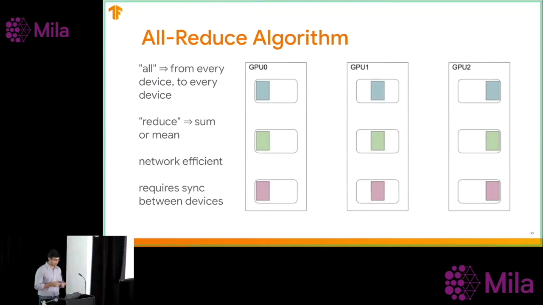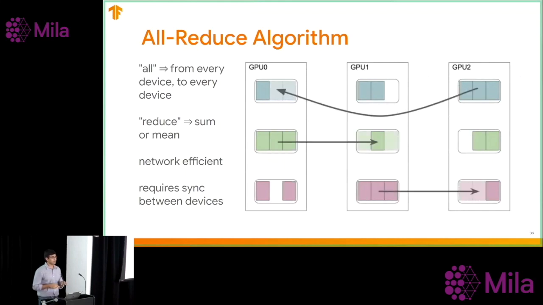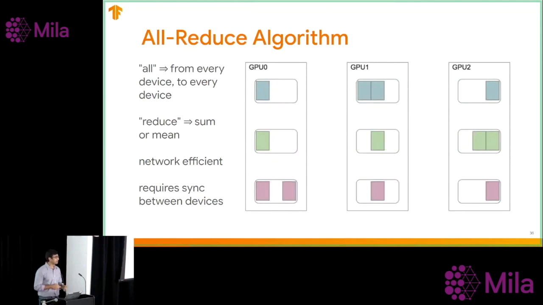I must also point out that these all-reduce algorithms are supposed to be network efficient. So a lot of hardware vendors provide their own custom implementations. For example, in tf.distribute, we use the NCCL library from NVIDIA.